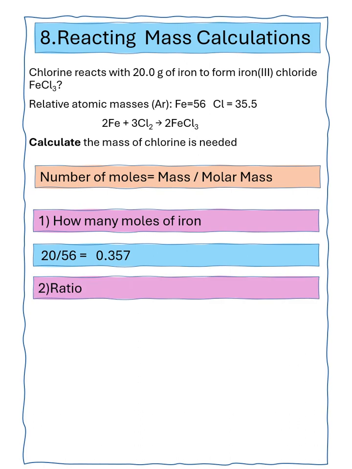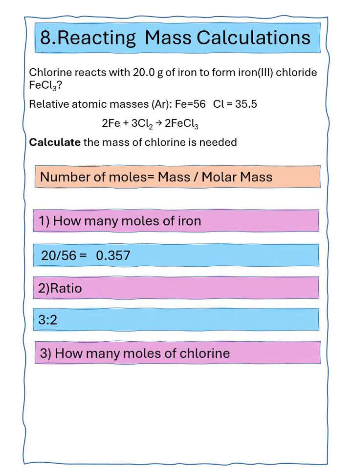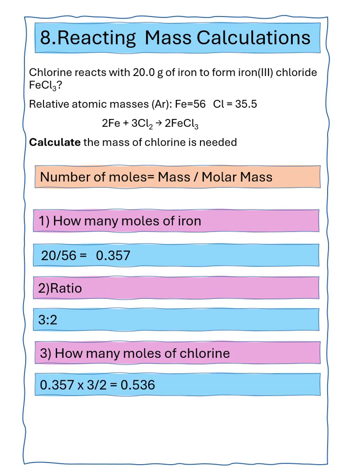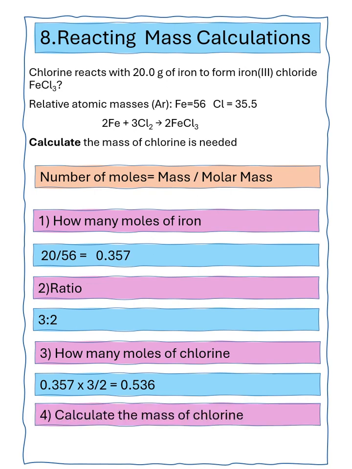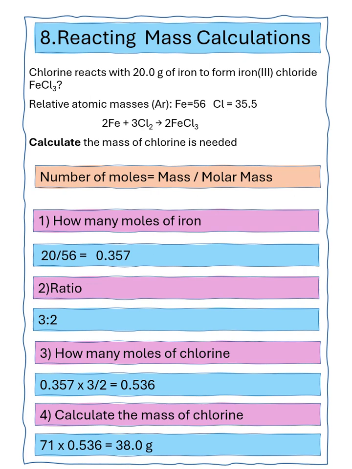We can then look at the ratio, and looking at the equation, we know the ratio for every 2 iron, we get 3 moles of chlorine. So the ratio is 3 to 2. So from that we can calculate how many moles of chlorine we've got. So it's 0.357 times by 3 divided by 2, which is 0.536 moles of chlorine. Again, we can then use this equation, number of moles equals mass divided by molar mass, to calculate the mass of chlorine.